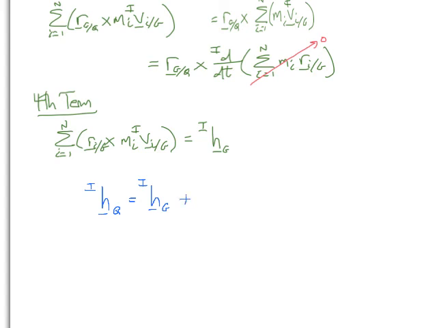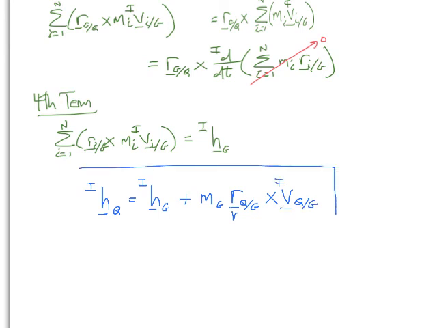And then our slop factor, or what relates these two, is the mass of the rigid body multiplied times the position vector of q with respect to g crossed with the velocity of q with respect to g as observed in the inertial reference frame.